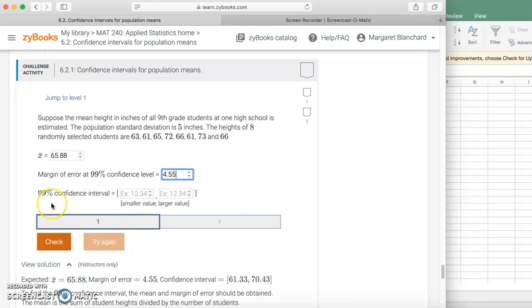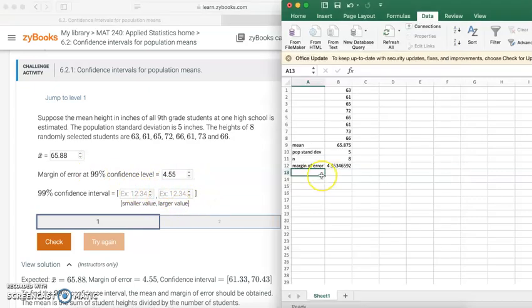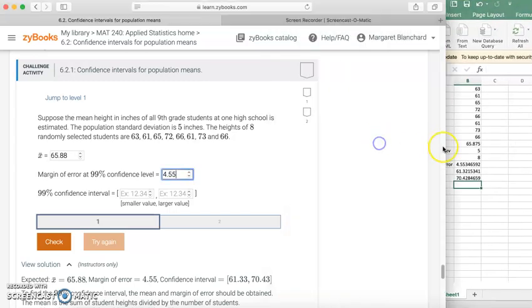And remember, for our 99% confidence interval, we subtract 4.55 from the sample mean, and then we add 4.55 to the mean. So I'll just say lower bound is equal to our sample mean minus our margin of error, and our upper bound is our sample mean plus our margin of error. Click OK. So we have, let's move this over so we can see it at the same time.